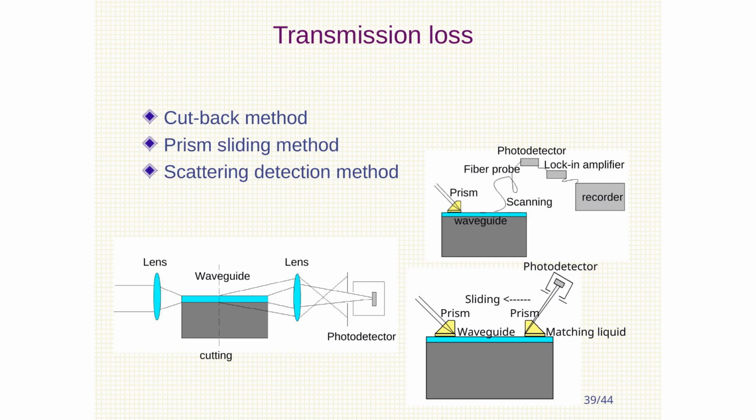Transmission loss in waveguides can be measured using the cutback method, prism sliding method, and scattering detection method. The prism sliding method involves a prism matching liquid and a photodetector to measure light loss. A fiber probe and lock-in amplifier enhance detection accuracy, while a recorder logs the data for analysis.